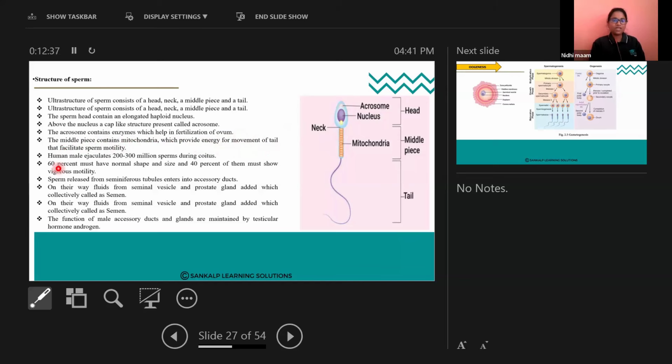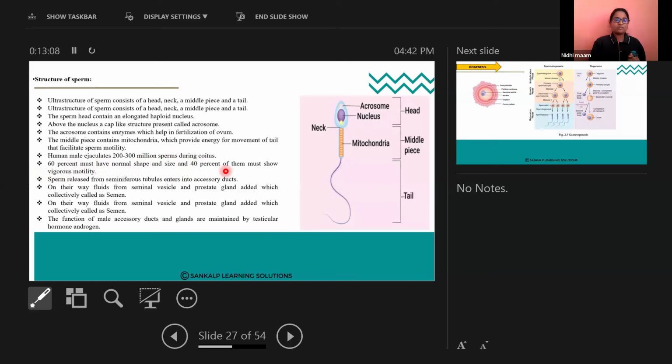Next, the human male ejaculates 200-300 million sperms during coitus. So in one sexual intercourse, a normal male releases 200-300 million sperms. 60% must have normal shape and size, and 40% of them must show vigorous motility. So 60% are normal, and 40% are very active and move very fast.